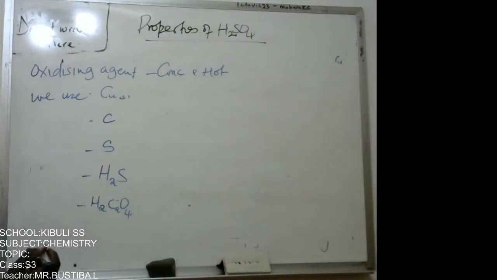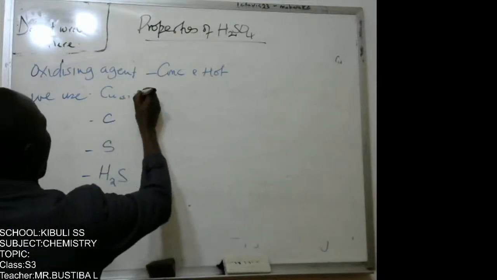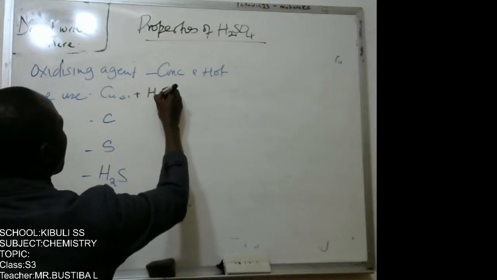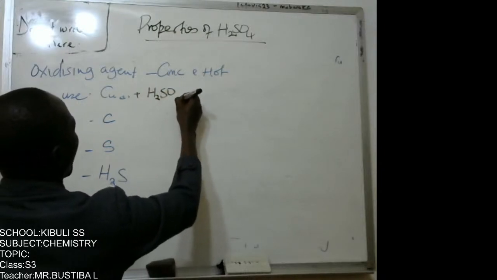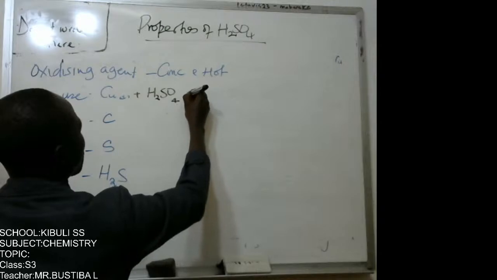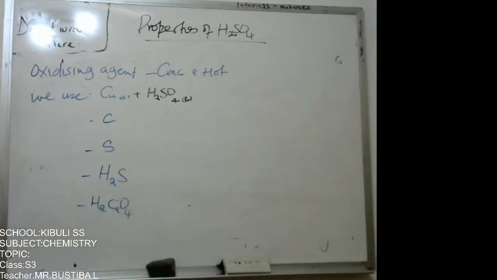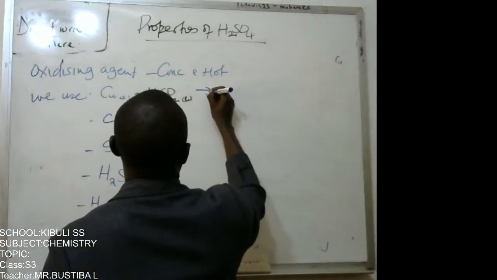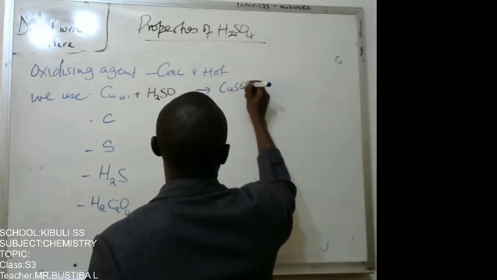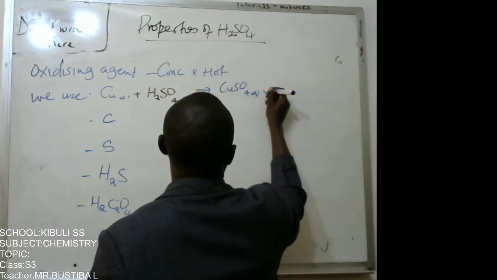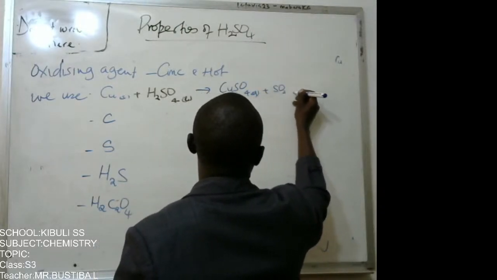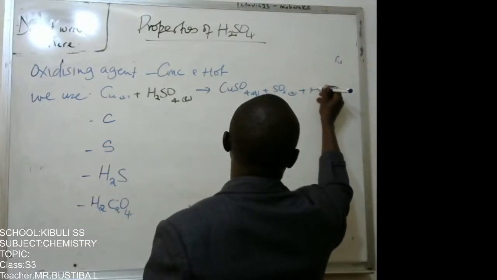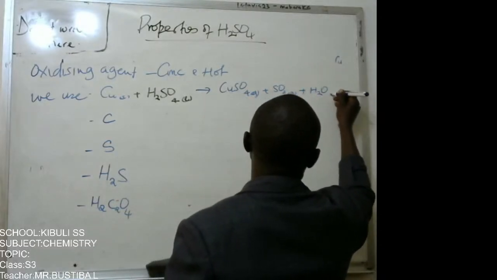So if you get copper and react it with concentrated sulfuric acid, hot, we insist this must be strictly what? Hot. So what do we obtain? We shall obtain copper sulfate. So the product is copper(II) sulfate, aqueous. It gives sulfur dioxide, a gas, and gives out water as a liquid.